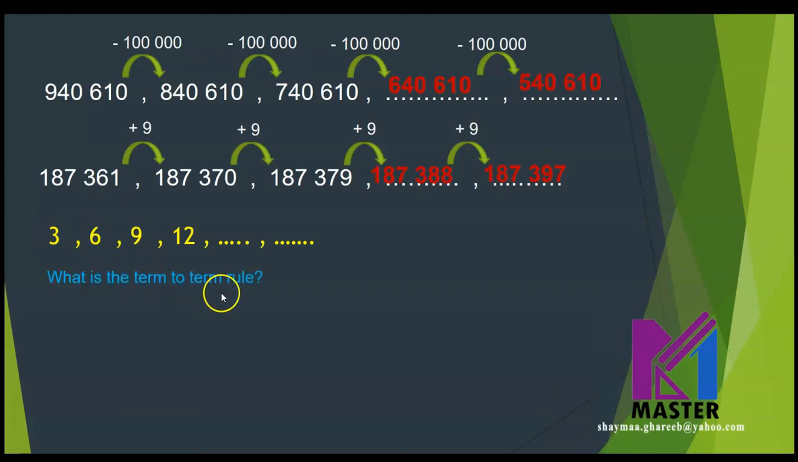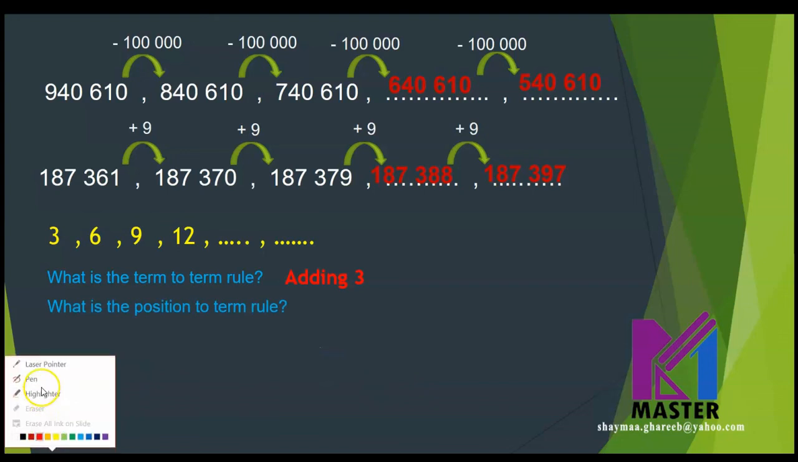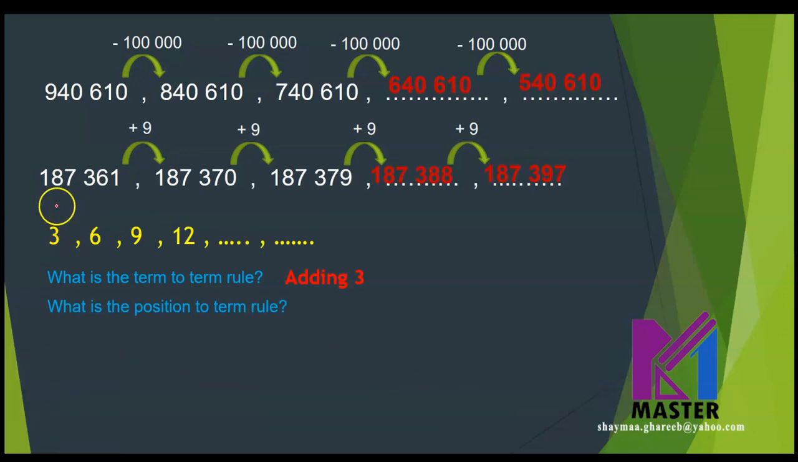Now look at this sequence, 3, 6, 9, 12. What is the term-to-term rule? The 3 became 6, which means add 3, then add 3, then add 3. So the term-to-term rule is adding 3. What is the position-to-term rule? Let's see the positions. We said 3 in the first position, 6 in the second, 9 in the third, and 12 is in the fourth.